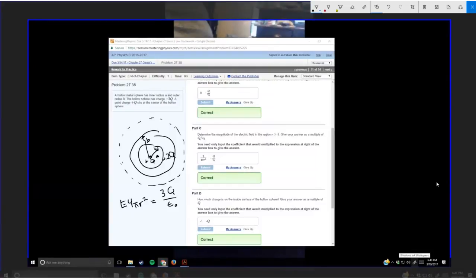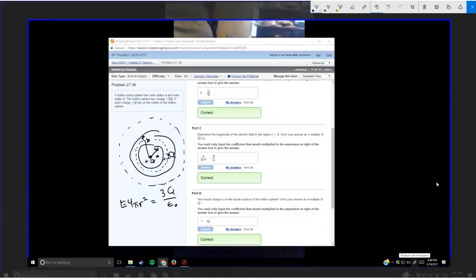Now, how do you figure out how much charge is on the inside of the sphere and outside of the sphere? So, just looking at part D, how much charge is on the inside surface of the hollow sphere? When you do your Gaussian surface inside the sphere, the electric field through it has to be 0, so there has to be no flux through this sphere. And you do the symmetry stuff, and you find that there's no electric field here.